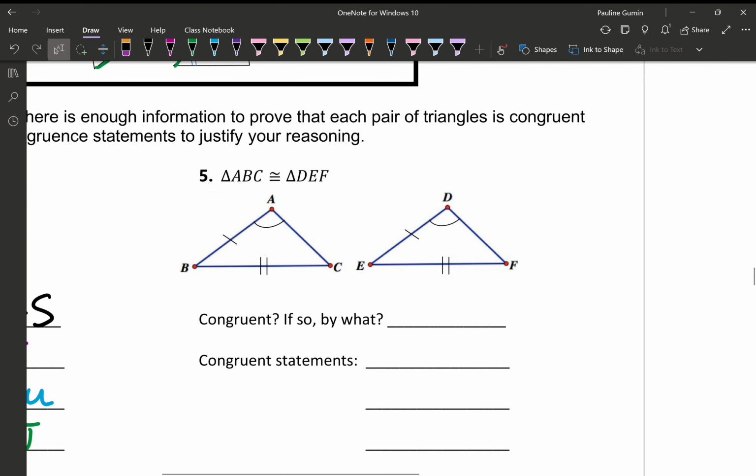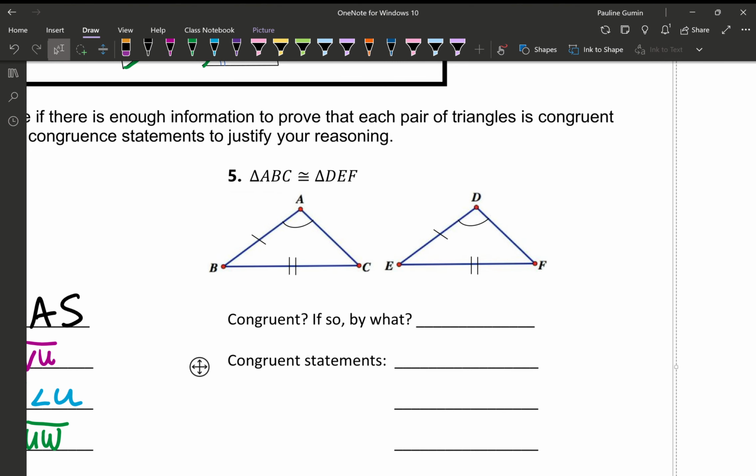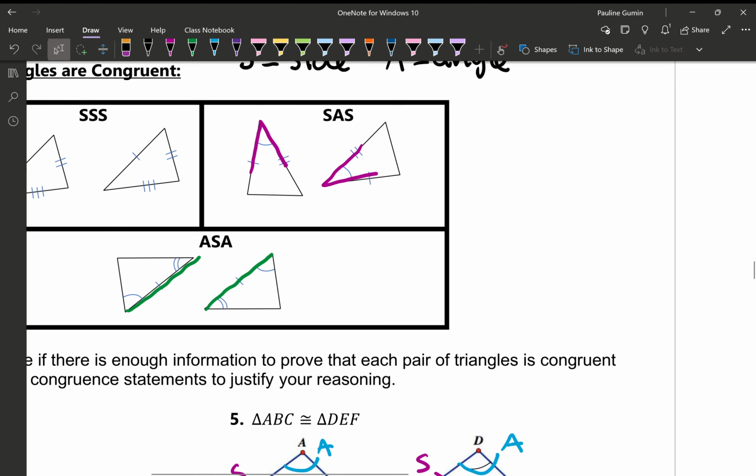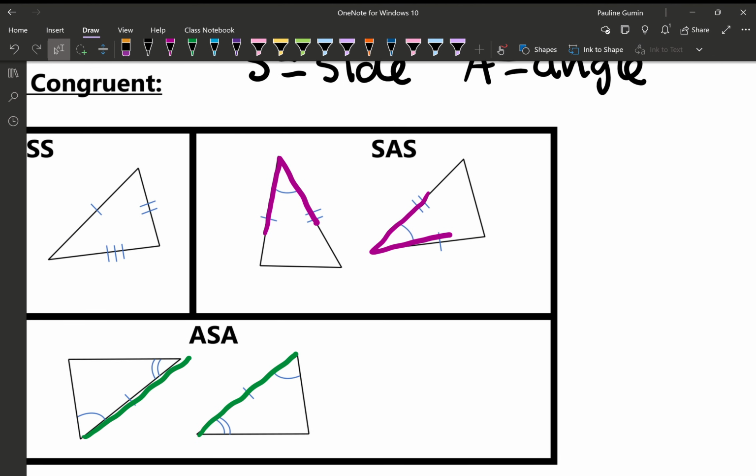Number 5. First, let's label stuff, just like we did previously. We got a tick mark here and a tick mark here. We got a double tick here and a double here, so 2 sides. And we do have an angle. Is it a side angle side sandwich? Meaning, is the angle in between the 2 sides like it is in this picture?